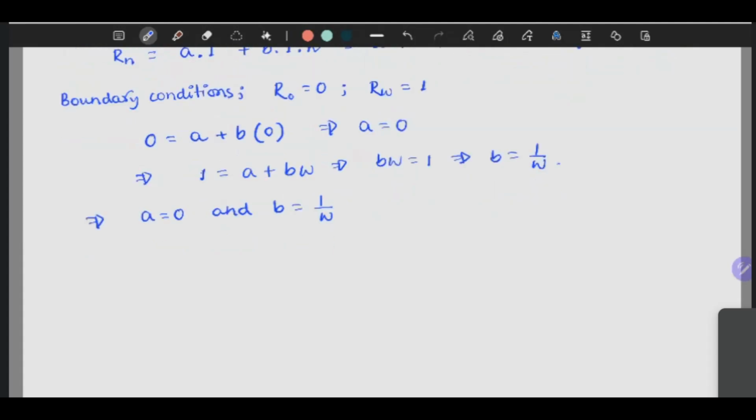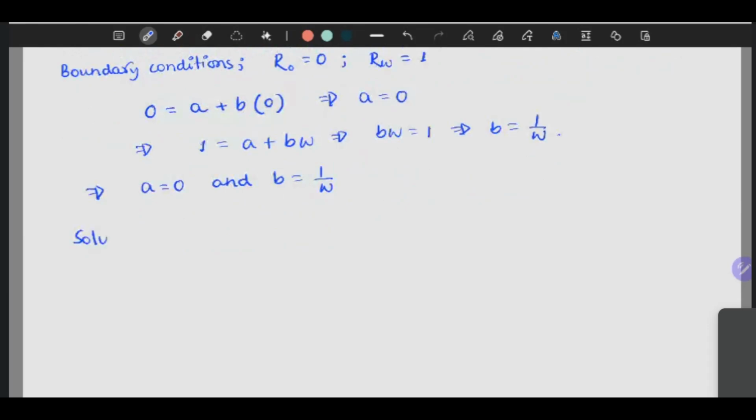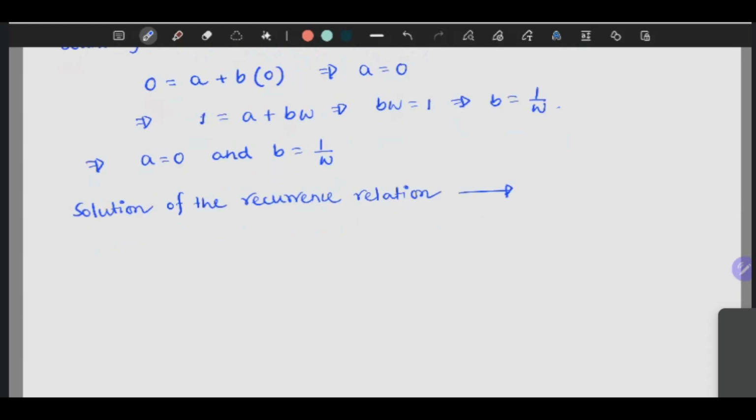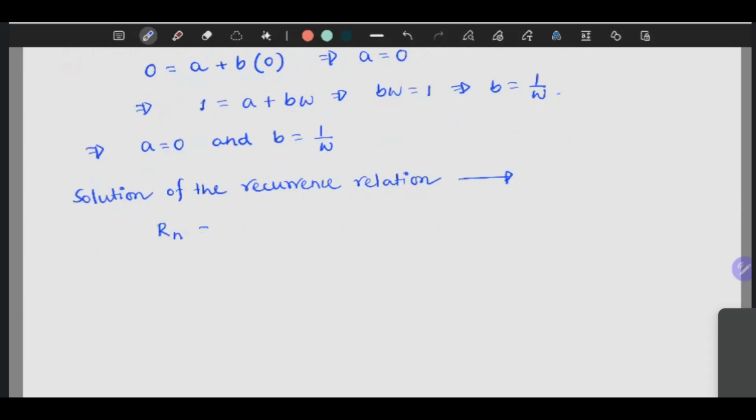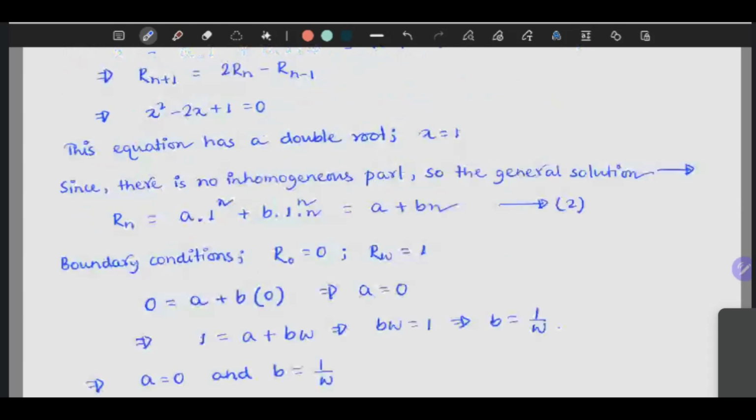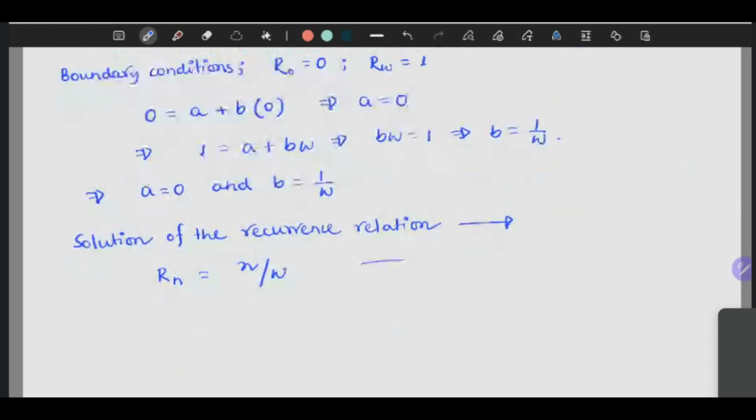So from here we can get the solution of the recurrence relation like this, that R_n is n by W. So you can get R_n is n by W. So this is equation number 3.